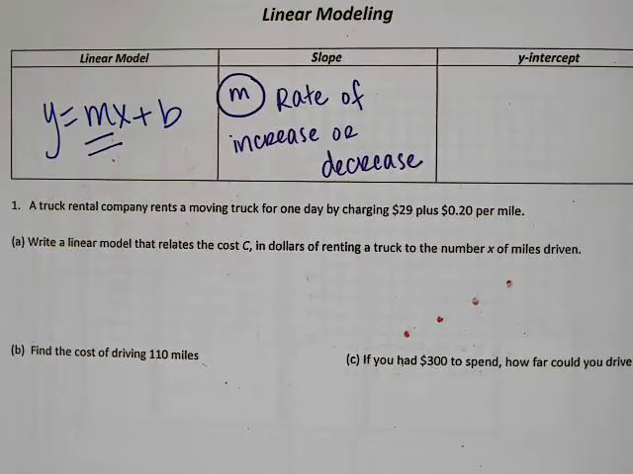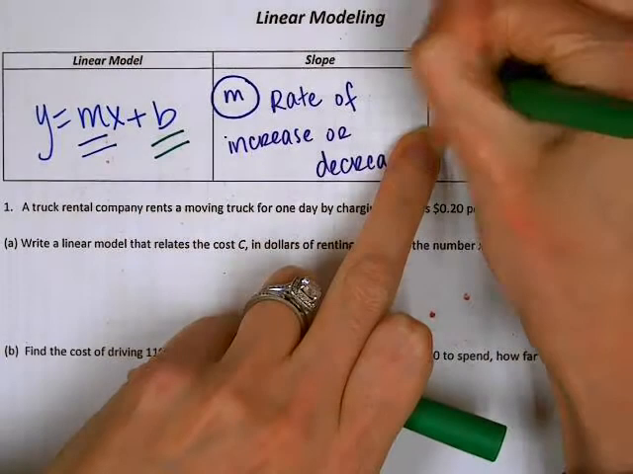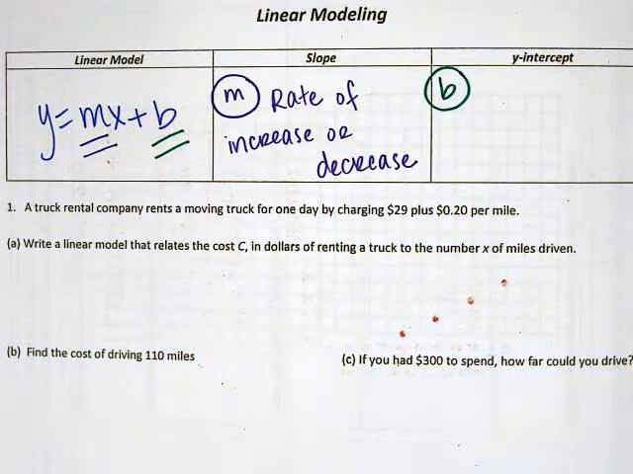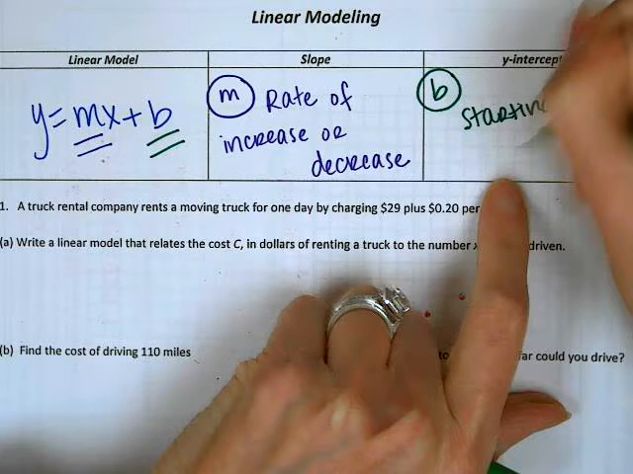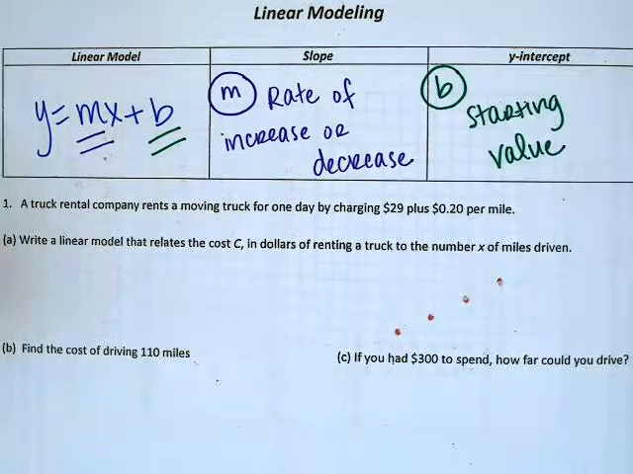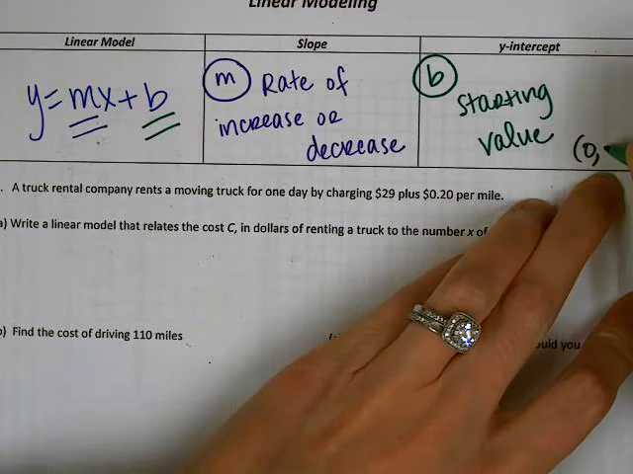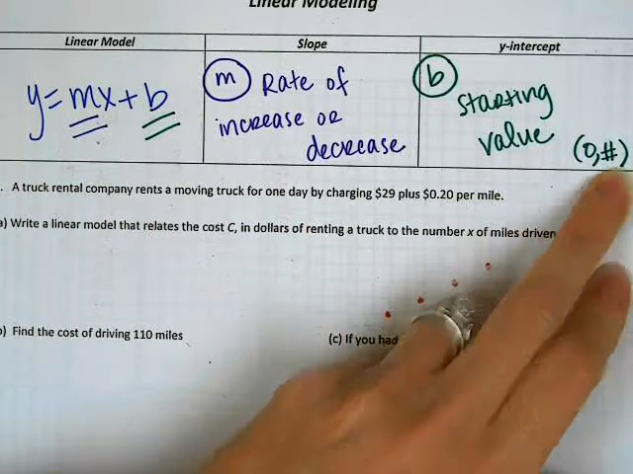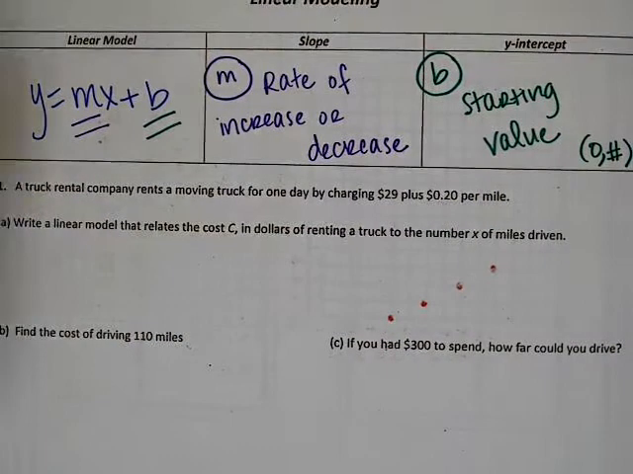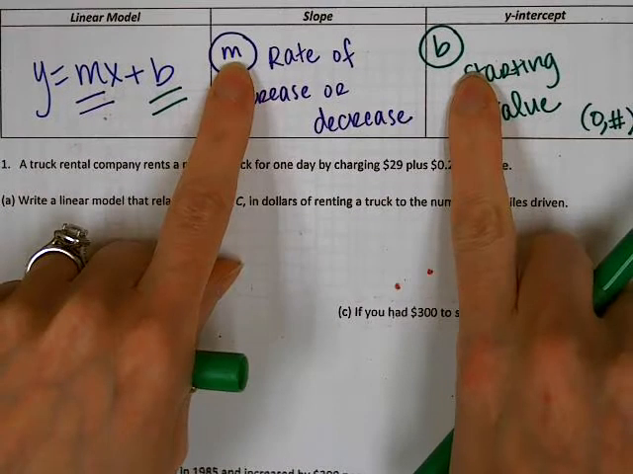And then the y-intercept you guys know as the b, that ends up being the starting value. Starting value. That makes sense because isn't a y-intercept always 0, comma, a number? So because of that 0, comma, that's the start value. All we have to do is read through the story and figure out what's the m, what's the b, and then just plug them in.